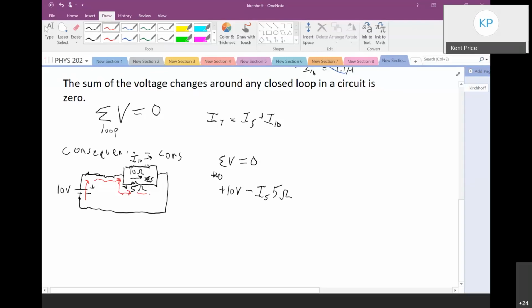Then I'm down at the bottom of the waterfall. I come back and keep going around the circuit on my walk. So far I'm just on a wire, which doesn't have any voltage changes. And then I'm back where I started. So my total change in height on my trip as a whole has got to be 0. We have 10 volts equals I5 times 5, or 10 volts over 5 ohms equals I5, which is equal to 2 amps. And that's what we got before.